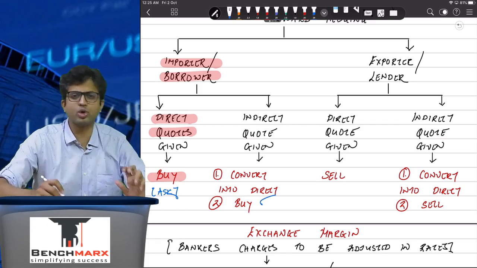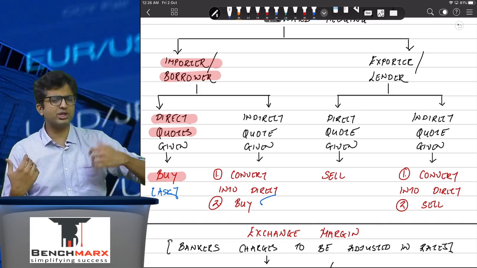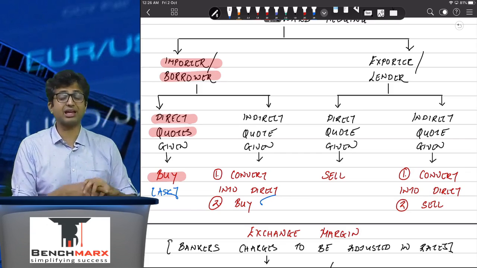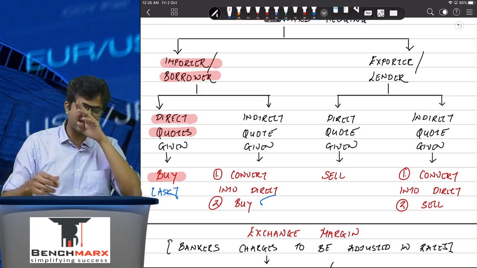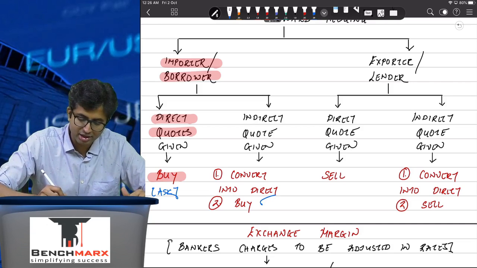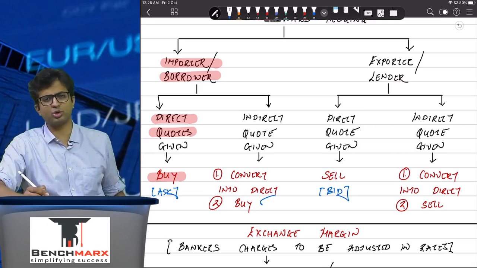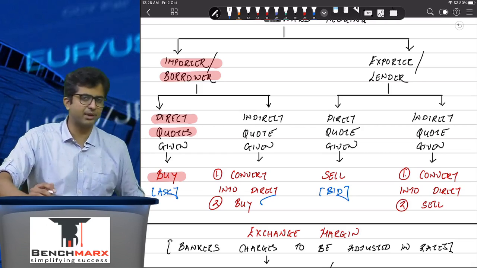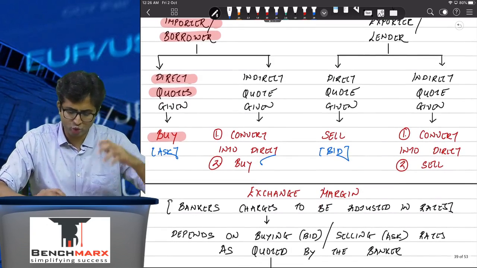Similarly, if it is an exporter or a lender, an exporter is going to receive the foreign currency. What he would do is he would sell that foreign currency to the bank, and as a result, the bank is going to buy it. The banker buys at the bid rate. Again, if the rates are given in indirect quotes, you will first convert them into direct quotes by taking the inverse and then apply this bid and ask. It is one of the most important things to do over here.